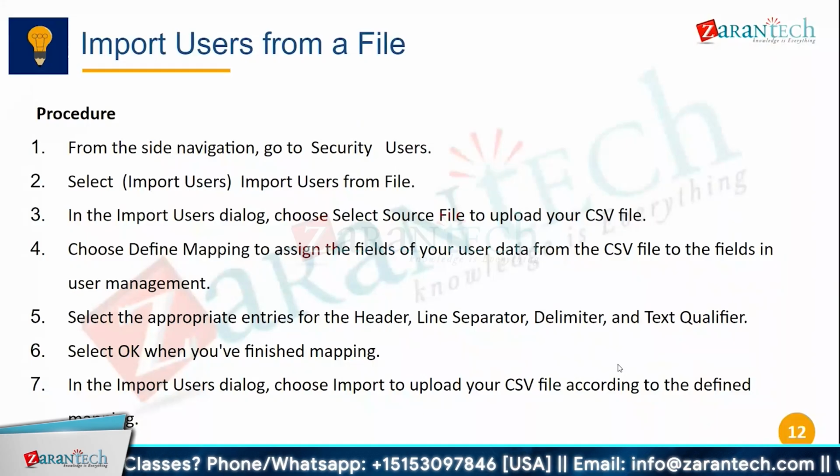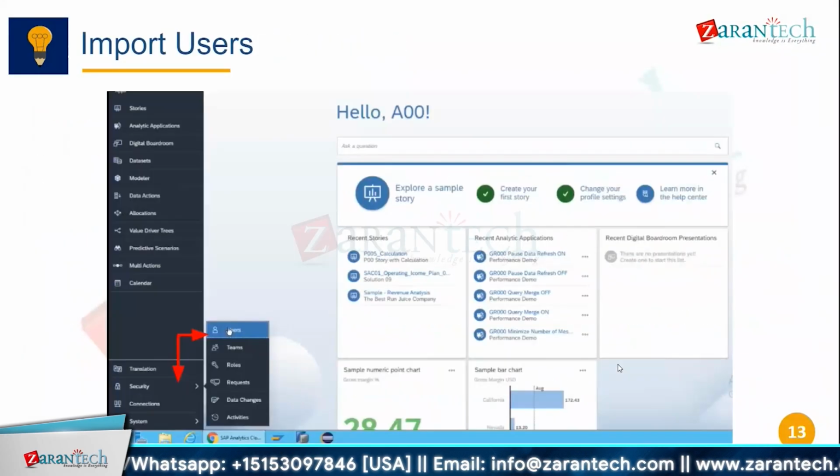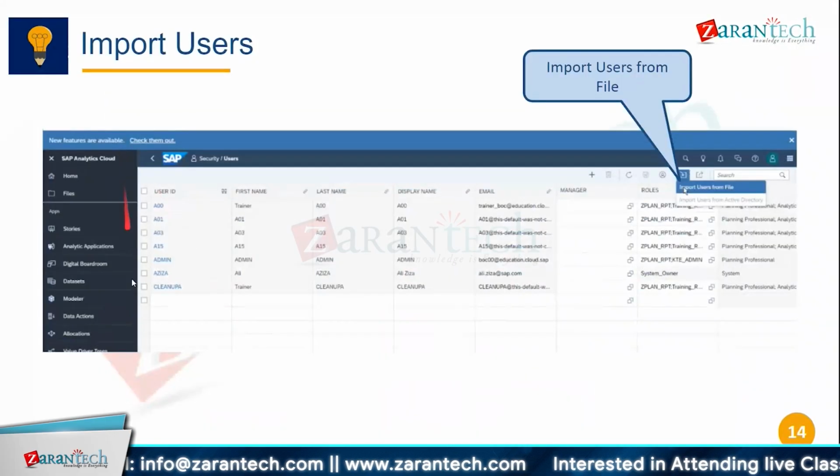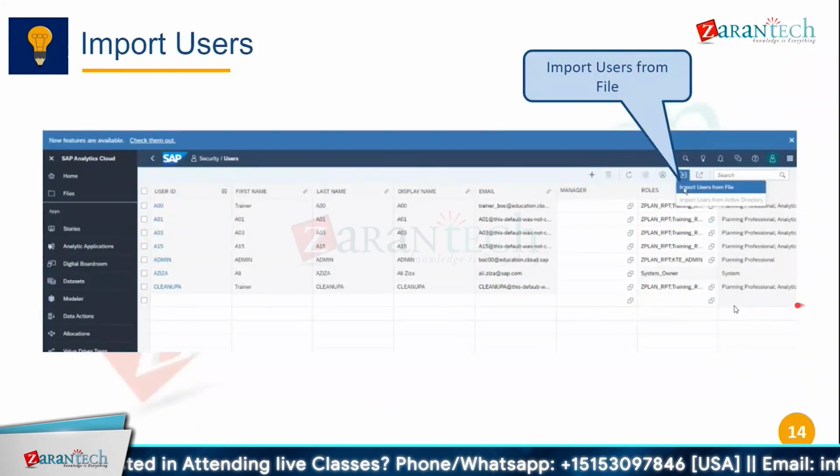So the procedure is, you just go to the security part and click on import files. Maybe I'll show it through the screenshots. So this is how we navigate. This is the security part. Once you click on security, you will be able to see users. Then you will have user ID, first name, last name, display name, email, manager, roles, licenses. Here on the top, you have create role, create user. When I click on this plus icon, you can manually fill in all these values in the rows.